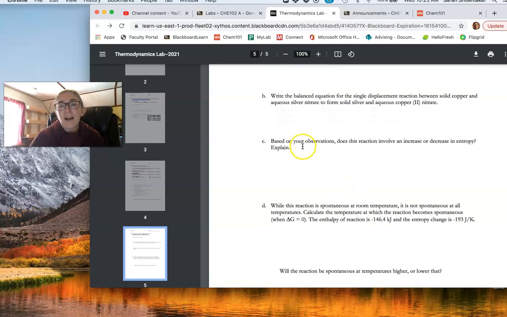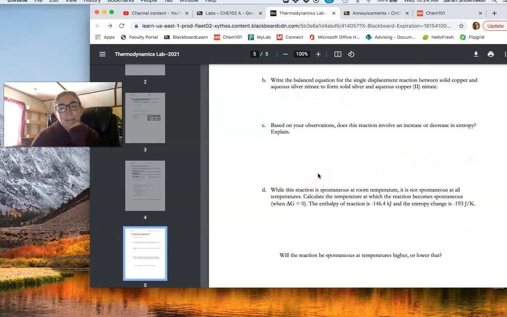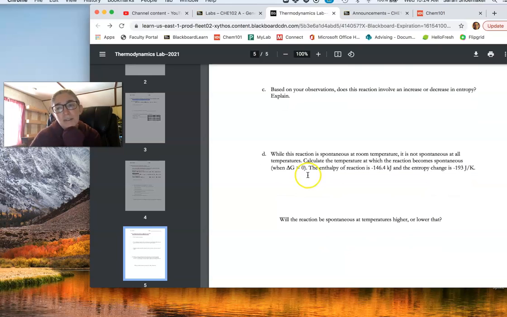And then based on your observations, I want to know, does this reaction involve an increase or a decrease in entropy? What do you think? Explain. Whenever I say explain, I don't want you to just answer increase or decrease. I want you to give me your explanation. Why do you think that? What observation made you think that?